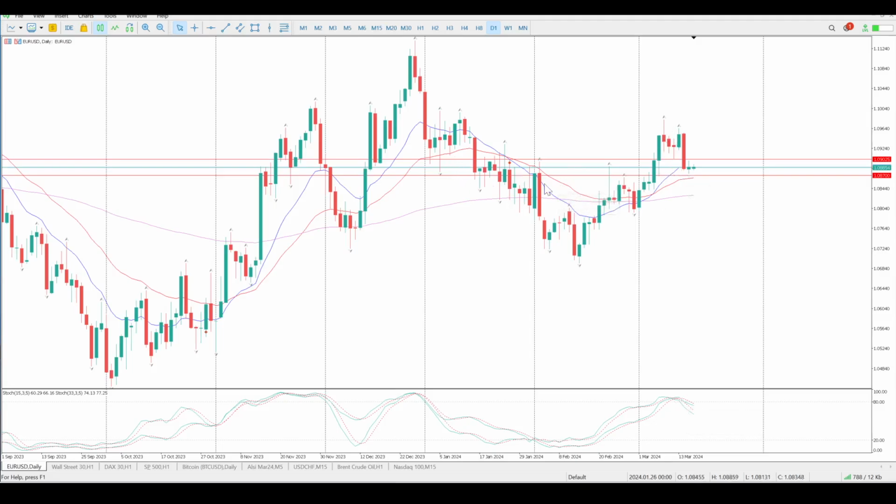to come back to test some structure. And there's quite a bit of structure here. I mean, there's the midline where we are as well. You can see this daily pin bar right here at 108.868. So this is a strong area of potential support. We've had a big move down onto it.